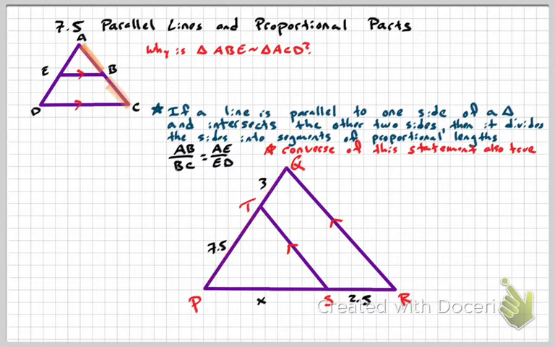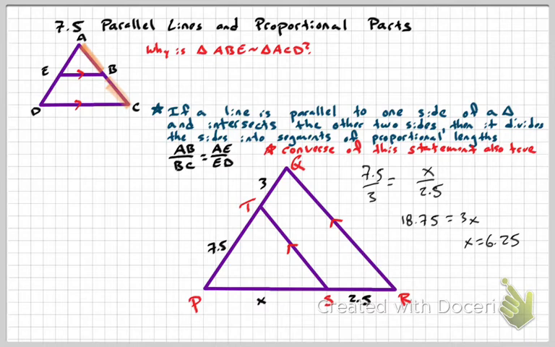So 7.5 over 3 is equal to, now notice for me, the way I read this is left of the parallel line, right of the parallel line. So left over right. So I'm going to stick with that same theme, left over right. So that's going to be x over 2.5. And then once we get to there, we can just cross multiply, right? So I'm going to do 7.5 times 2.5. That gets me 18.75 equals 3x. Divide that by 3, I get x equals 6.25. So that's the new way that this can be done.